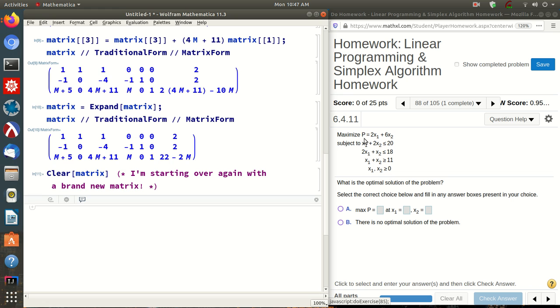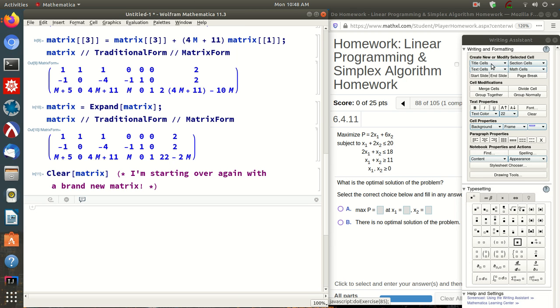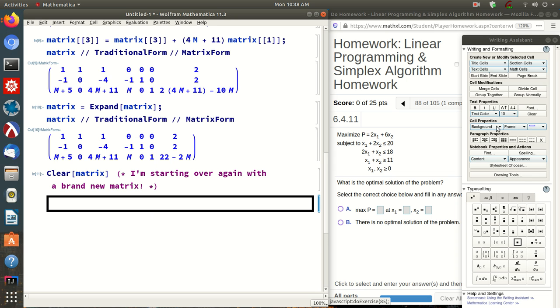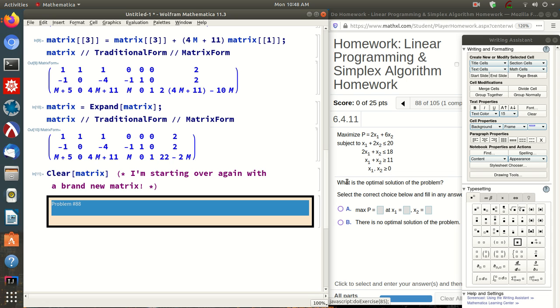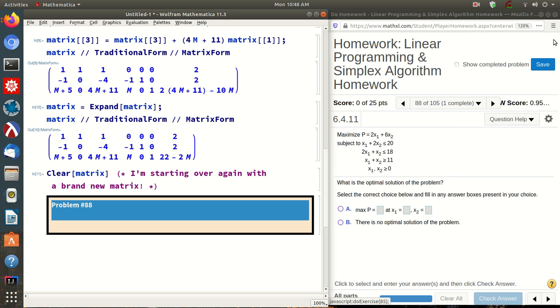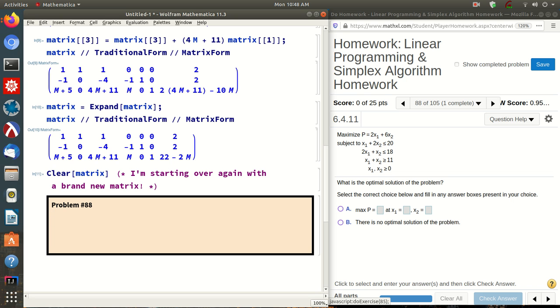So it says here I have to maximize P equals 2x1 plus 6x2, and these are my constraints. So let's write this down. Writing assistant, text cell, frame it. Well, let's see, hold on a second. So this is problem number 88. Let's make this a little bigger. Problem number 88. Okay, so we have to maximize P equals 2x1 plus 6x2.